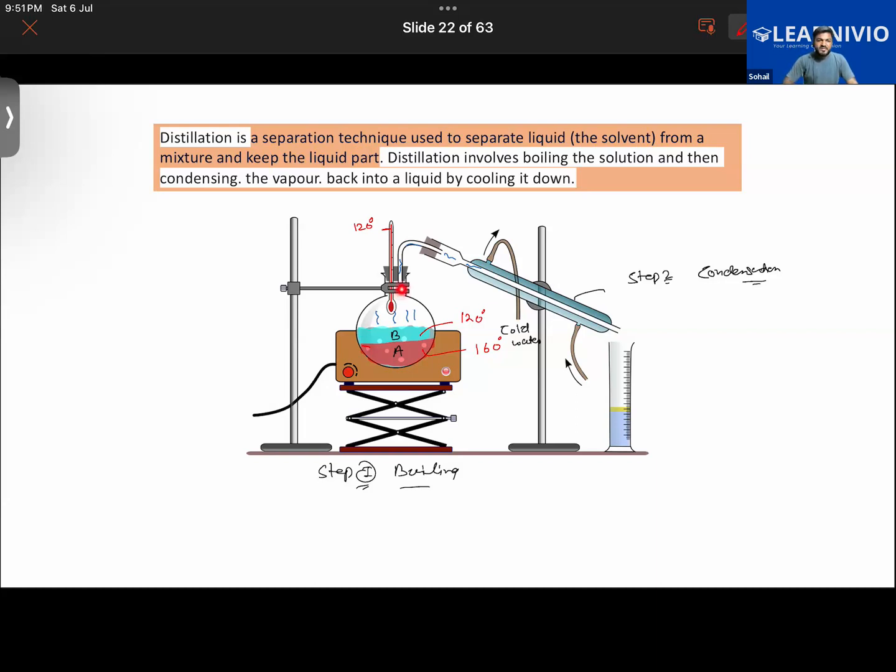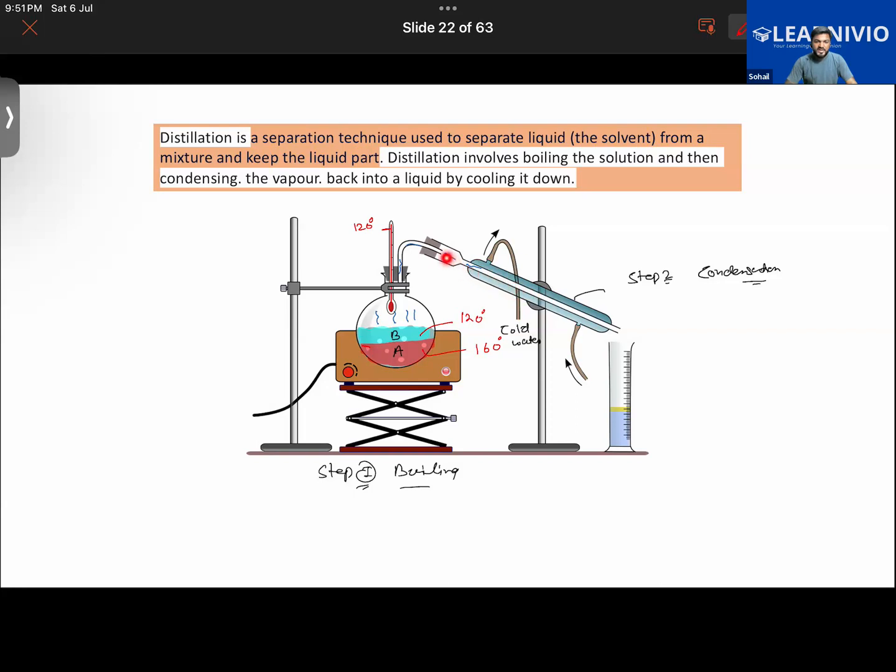Distillation is a separation technique used to separate a liquid, the solvent, from a mixture and keep the liquid part. Say, for example, you have two liquids A and B, and their boiling temperatures are different. For liquid A, it's 160, for liquid B, it's 120. Let's say we want to separate them. So we would raise the temperature up to 120 degrees Celsius. So liquid B will convert into vapors. It will go into this tube. This tube is being cooled down by pouring cold water on its surface.